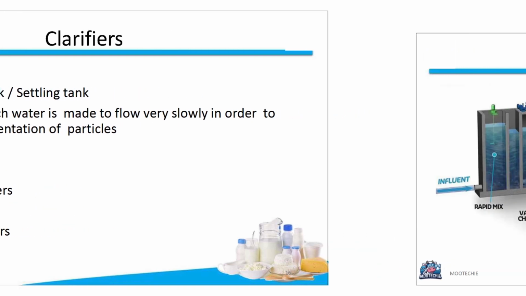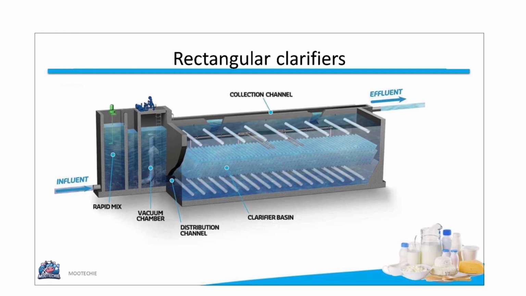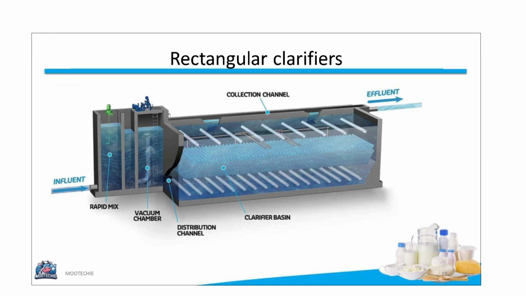This is a diagram of a rectangular clarifier. It shows the influent entering, going through a rapid mix chamber and a distribution channel into the clarifier basin. The clarified effluent is collected in a channel and sludge is removed from the bottom. Here we see a photograph of a rectangular clarifier in operation.